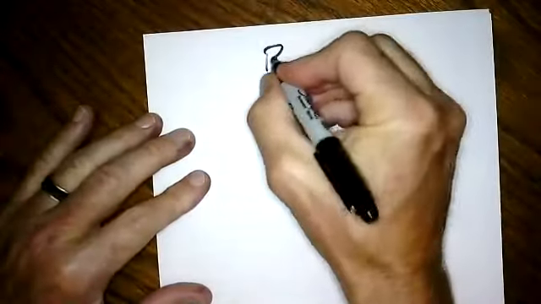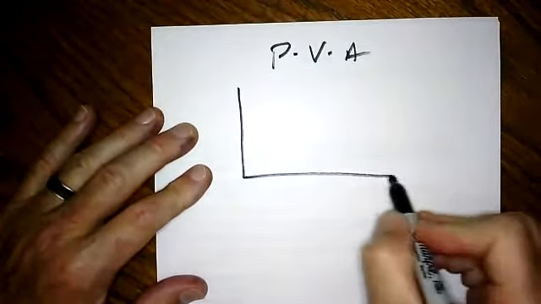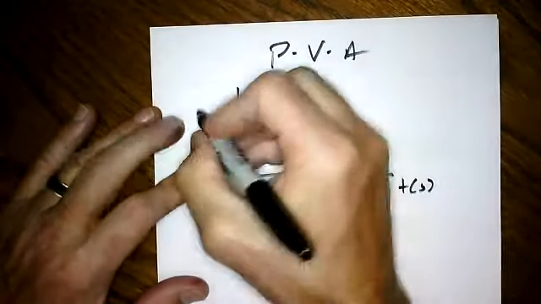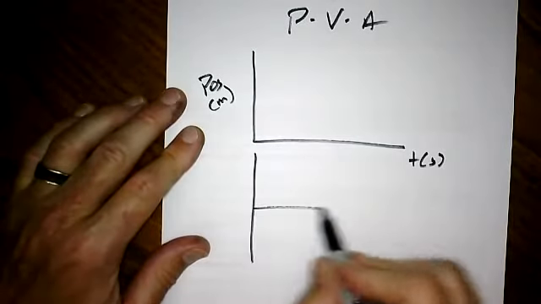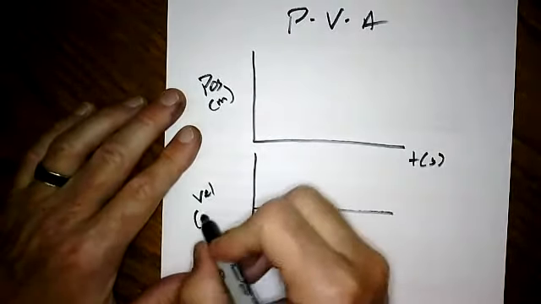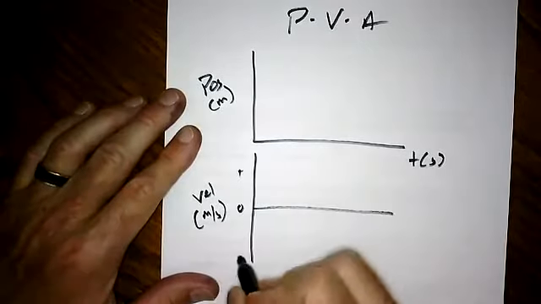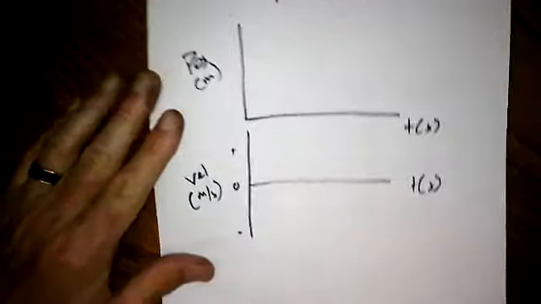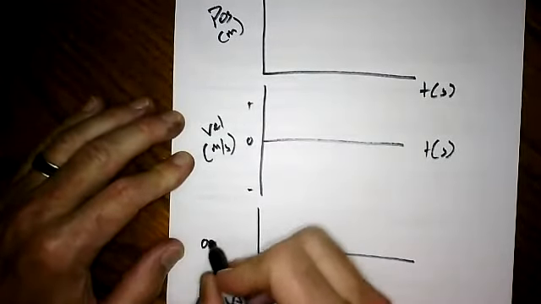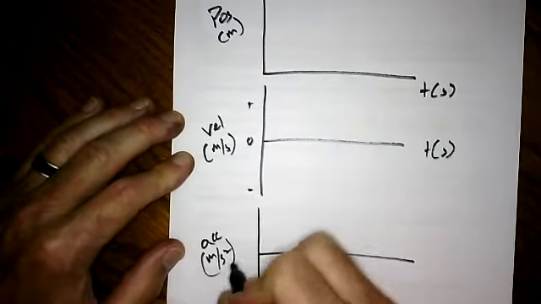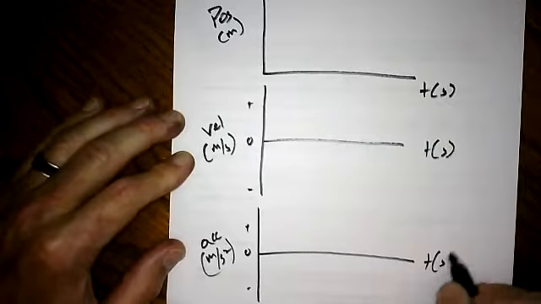Okay, so let's do a quick little review of PVA: position, velocity, acceleration. And whenever I draw these plots, I always stack them on top of each other. This is position. This is velocity. Positive, 0, negative. And this can be any dimension, but we're going to be thinking vertical. And then acceleration. Positive, 0, negative. And always time on the x-axis.